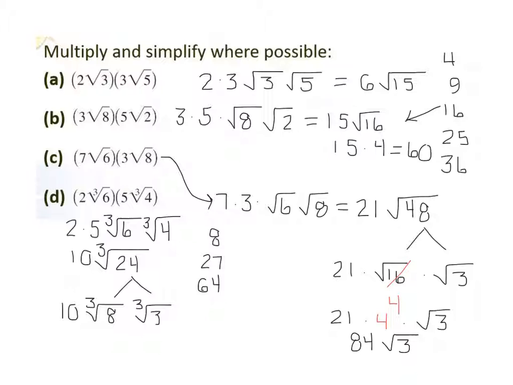Well, again, now when you think about what number you can multiply by itself 3 times that is equal to 8, that's 2, because 2 times 2 times 2 is equal to 8. So the cube root of 8 is 2. Nothing more can be done with the cube root of 3. So all I have to do is take that 2 and multiply it by the 10 that I had out in front by multiplying my coefficients. So my final answer ends up being 20 cube root 3.